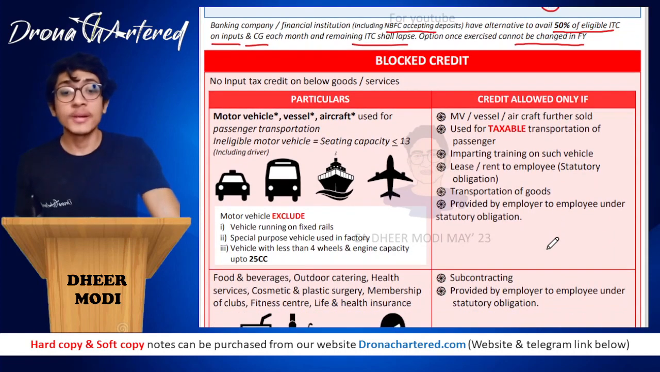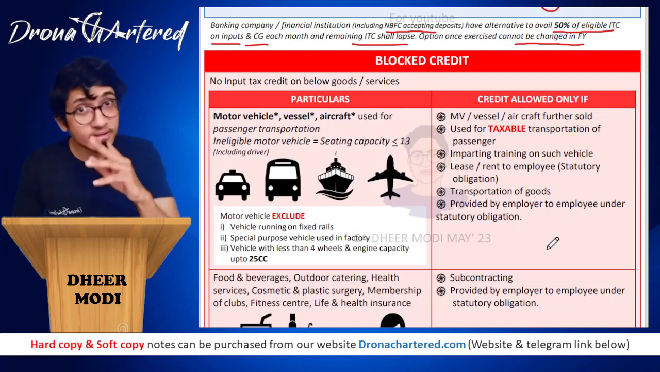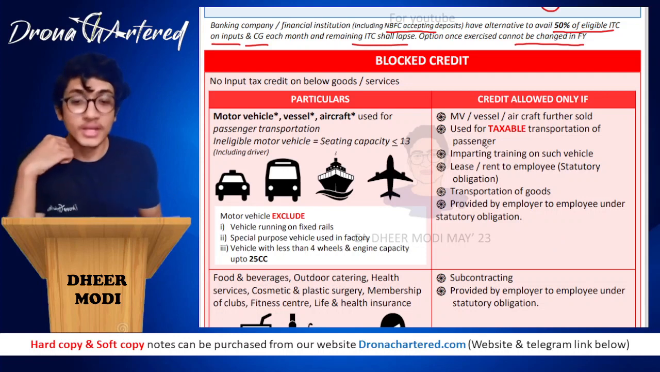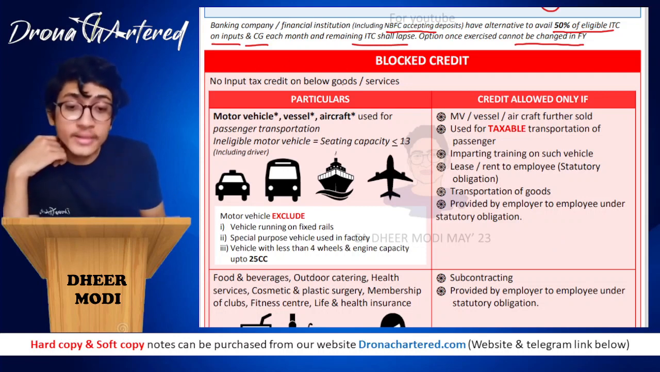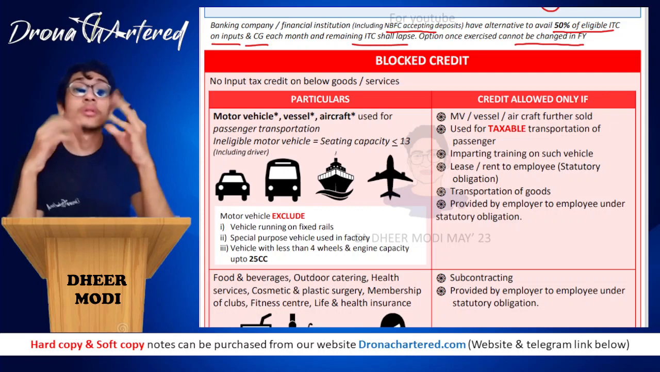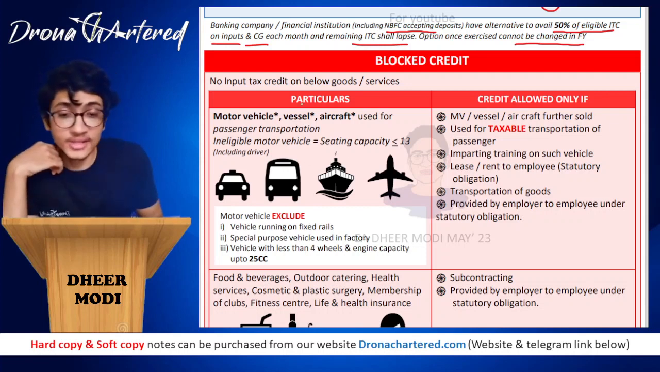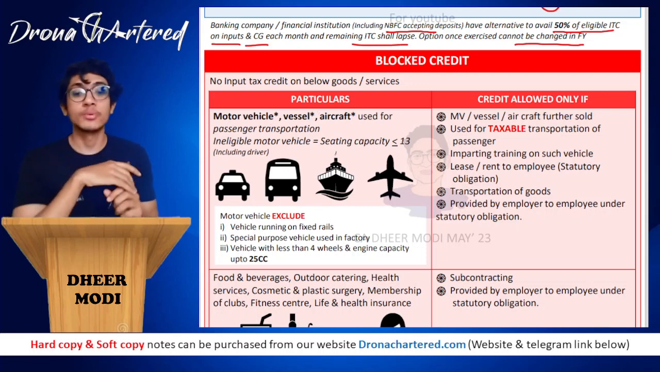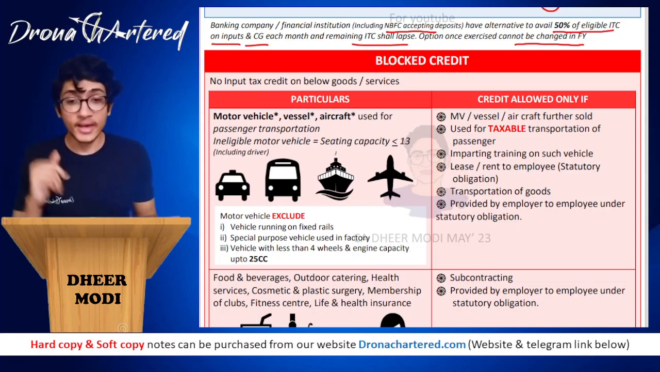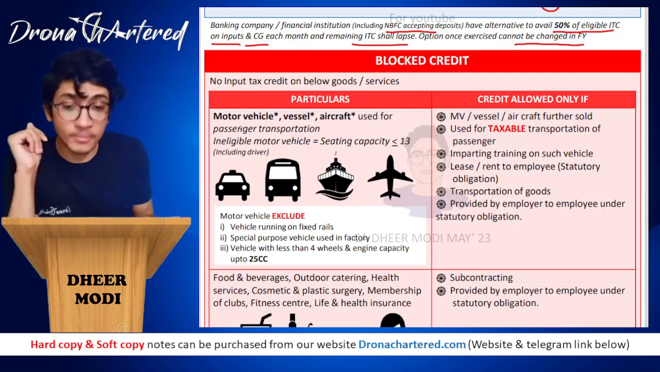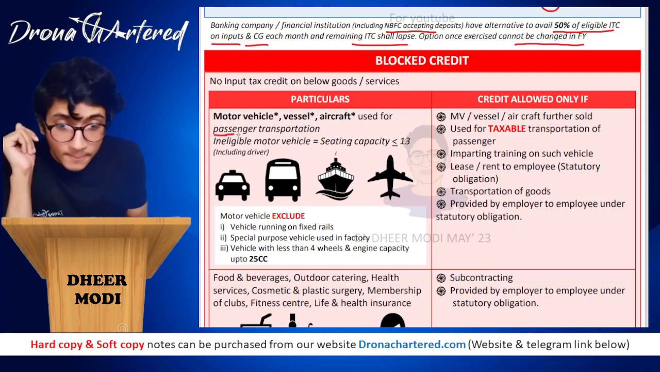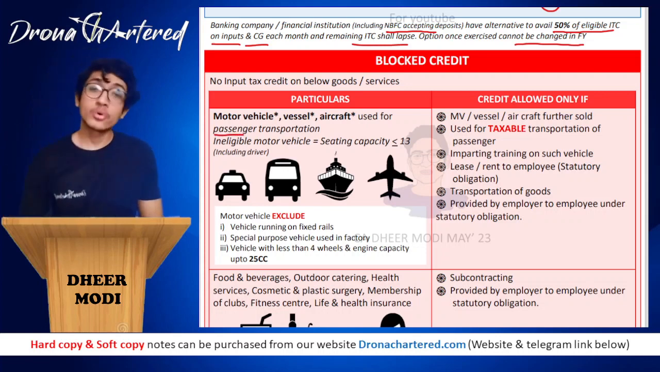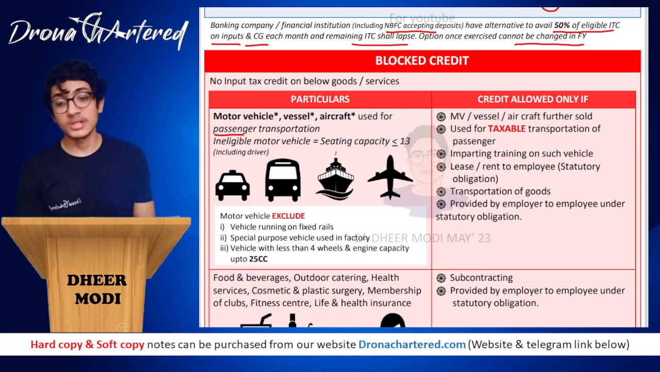Now coming to our next part, that is your block credit. So you remember we did a block credit while we were doing a table of inputs. So no input tax credit on below goods and services because this is blocked as per GST. So block credit is first any motor vehicle, vessel or aircraft which is used for passenger transportation. Remember over here it says passenger transportation. That means for goods it is allowed, but for passenger transportation it is not allowed. Okay.